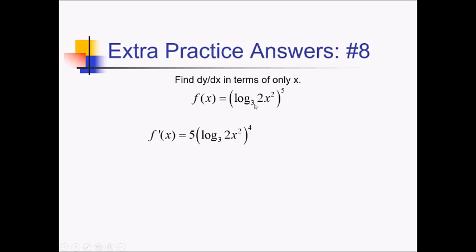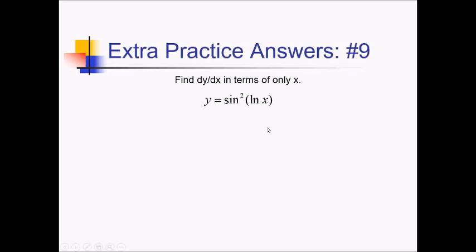So this is going to end up being 1 over the something, so 1 over 2x squared, times the ln of the base, ln of 3. And now I have to multiply by the derivative of 2x squared itself, which is just 4x. And yeah, I'm not going to bother simplifying that.